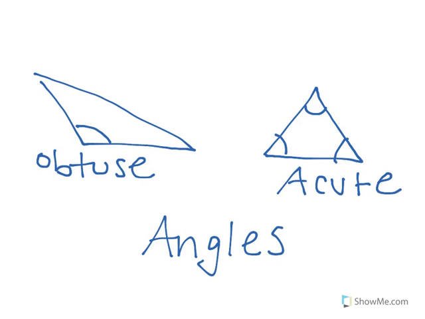The next way we can classify triangles is by its angles. So if you have a triangle that has one obtuse angle, and a triangle can only have one obtuse angle because all the angles add up to 180 degrees, then you can call it an obtuse triangle. If you have a triangle that has no obtuse angles, or they have 3 acute angles, you can call that triangle an acute triangle.